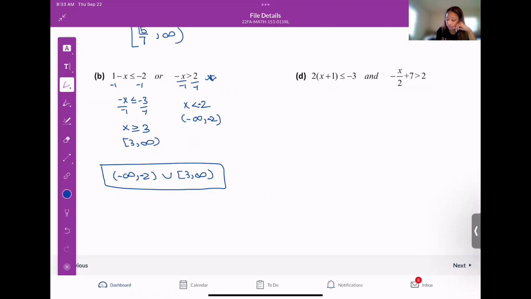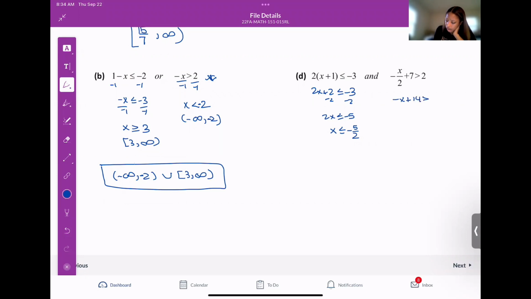All right, and then the last one. Part D is an AND problem. Our final answer for part D has to be only the x values that are in both of these solutions, okay? Or the intervals for both of these inequalities. For the first one, if we solve, we have 2x plus 2 is less than or equal to -3. Subtract 2 from both sides, that's 2x is less than or equal to -5. And then dividing by 2, x is less than or equal to -5/2.